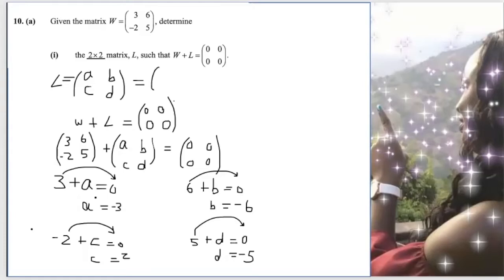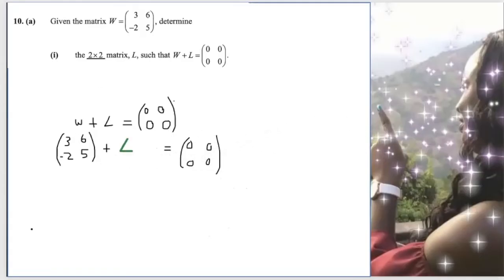So A is negative 3, so I replace that position with negative 3. And B is negative 6, I replace that position with negative 6. And C is 2, so I replace that position with 2. And D is negative 5, and I replace that position with negative 5. And this is our matrix L. That's it. However, we have another way that we can work this out.